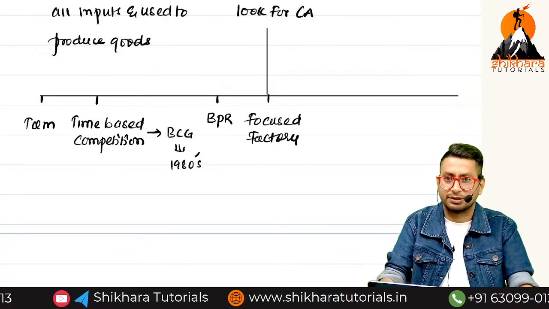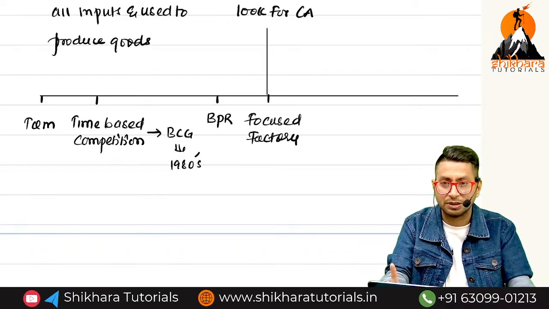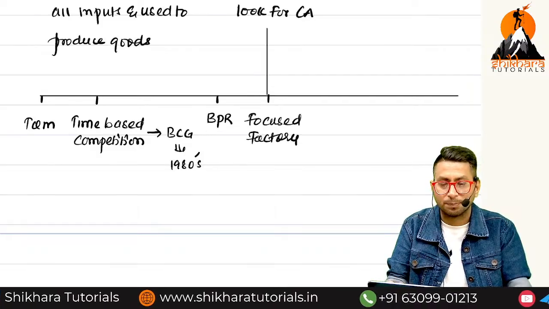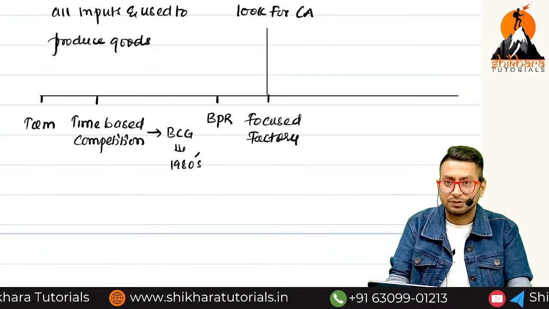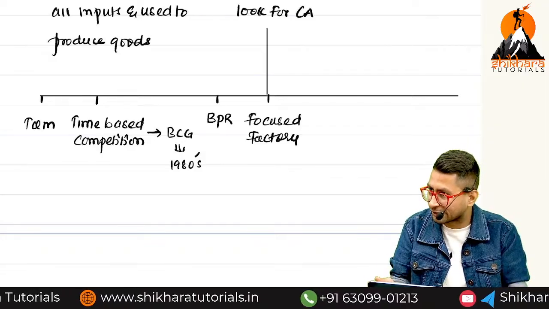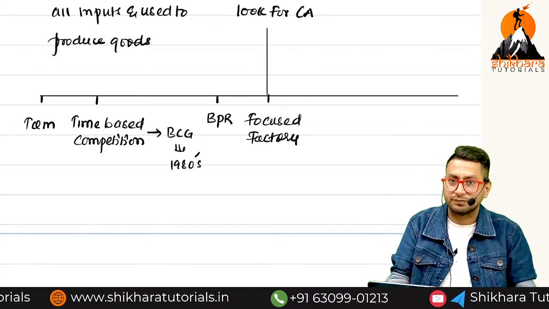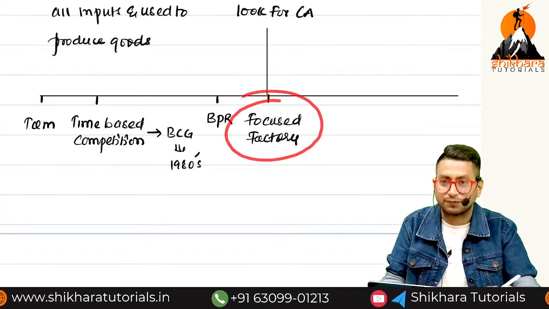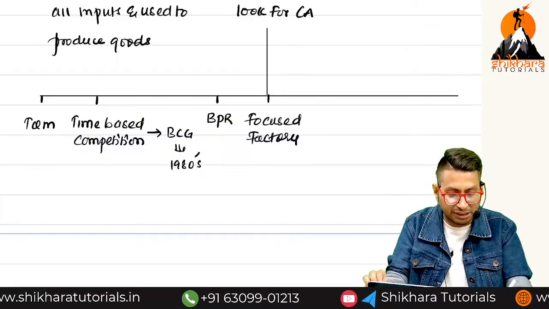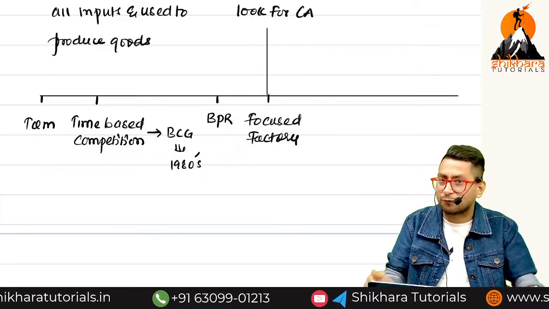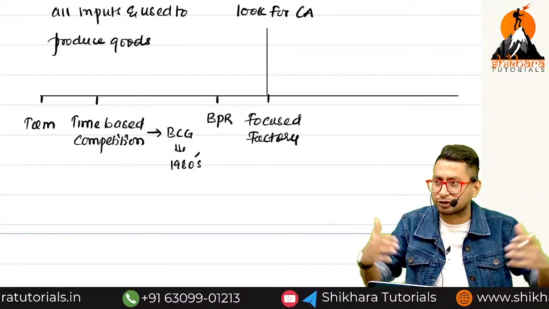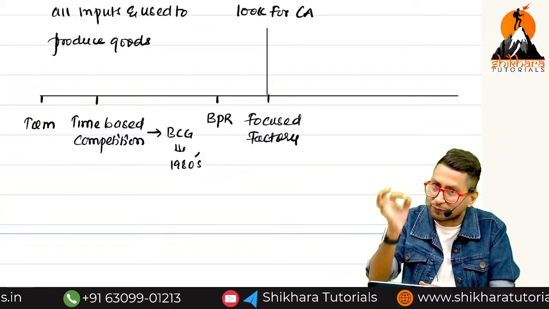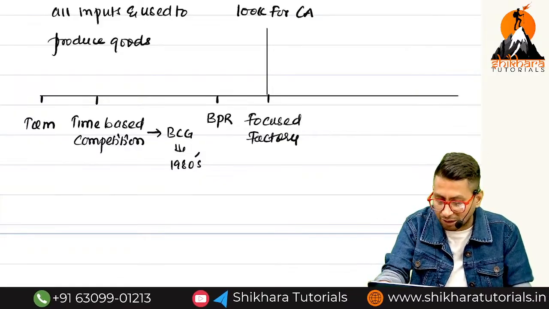One simple question I'll ask. You tell which is the best option. Option number 1: be perfect in limited things. Option number 2: be imperfect in everything. Which is better? Being perfect in limited things. That is called a focused factory. Any company which is using the concept of focused factory, instead of multitasking and not being good at anything, will do limited things but with perfection. That is what is called focused factory.